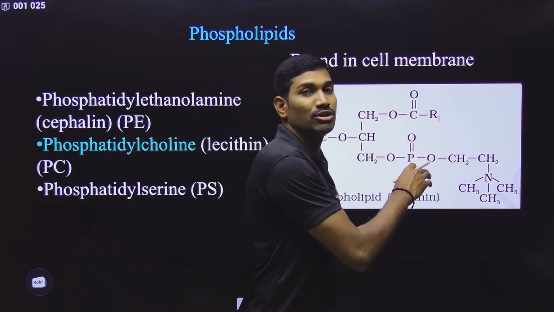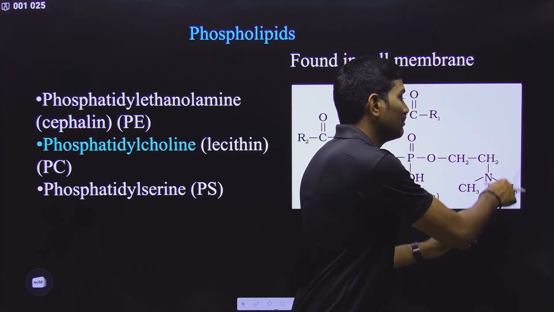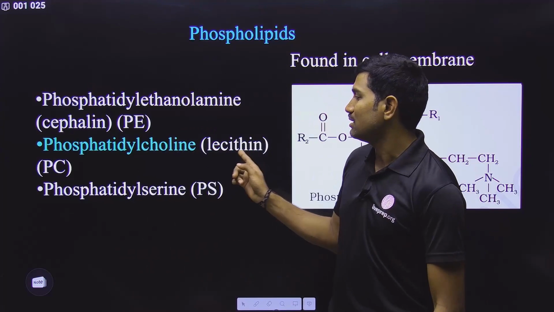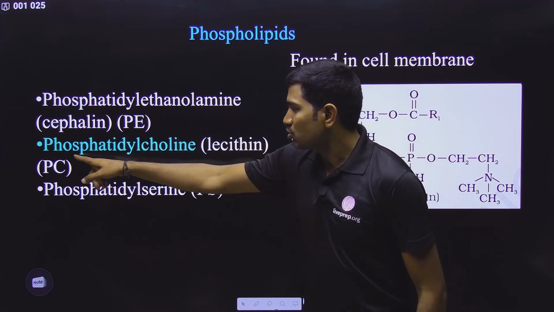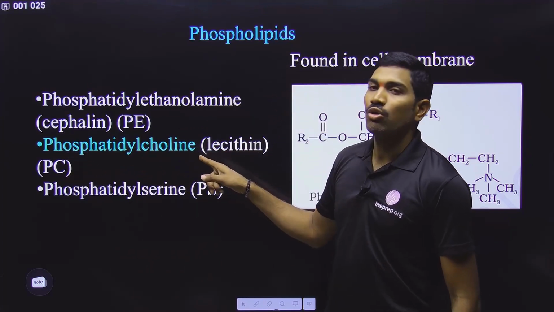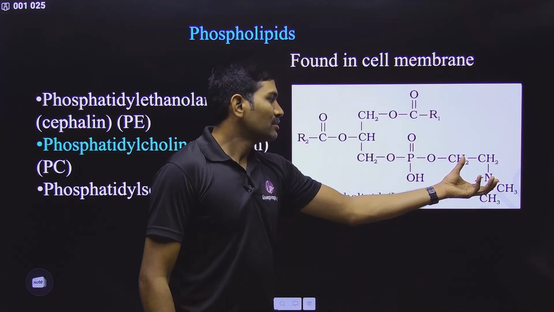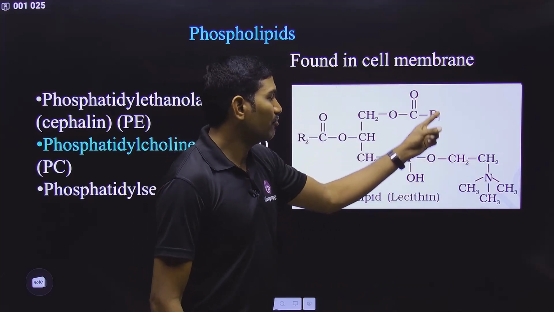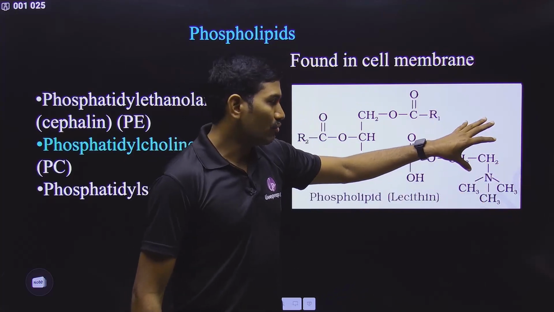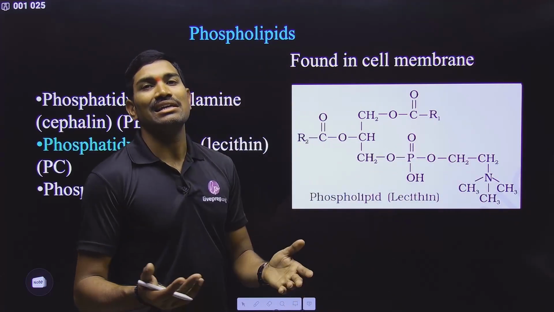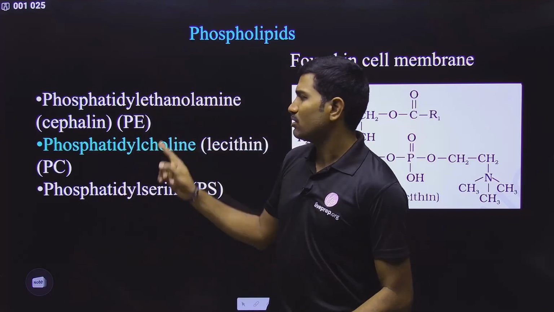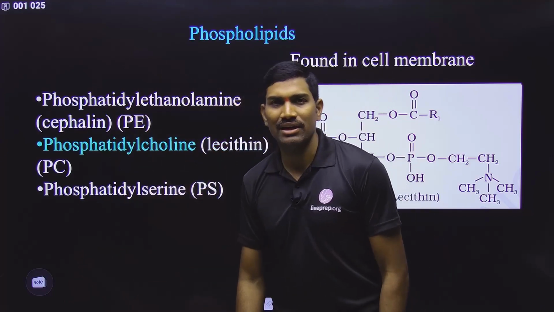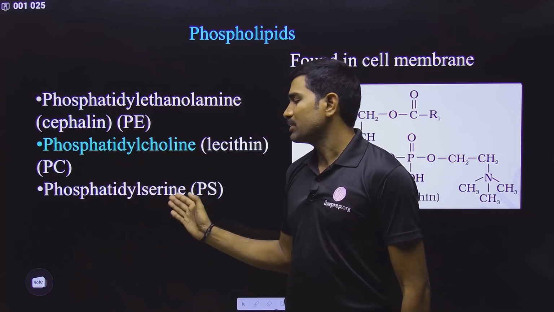And this phosphate group is further substituted with some other molecule. In NCERT, they have given the example of lecithin. In lecithin, what is it called? Phosphatidyl choline. The choline molecule is attached to this, so it is called phosphatidyl choline. Phosphatidyl choline is also called lecithin. In the same way, though these names are not required, there are other molecules like phosphatidyl ethanolamine, also called cephalin, and phosphatidyl serine.